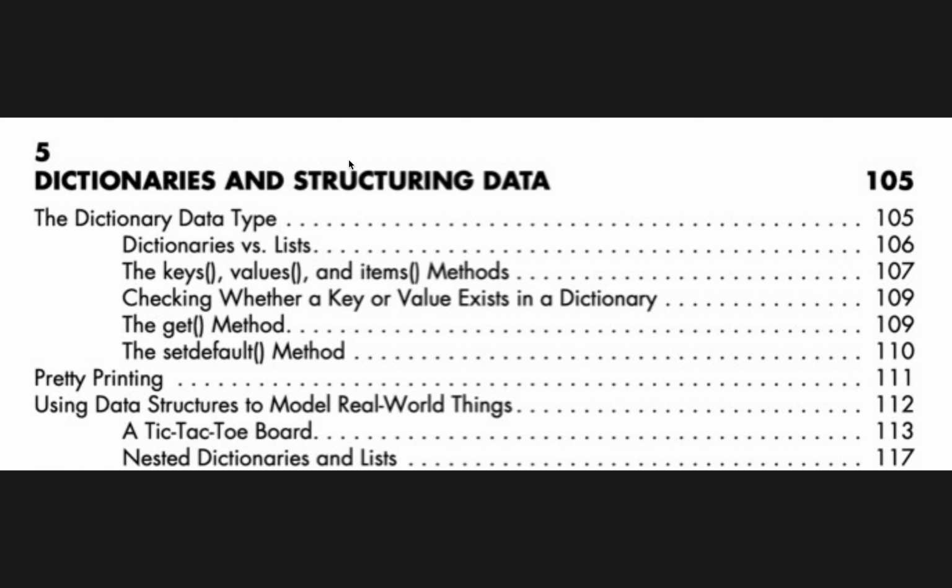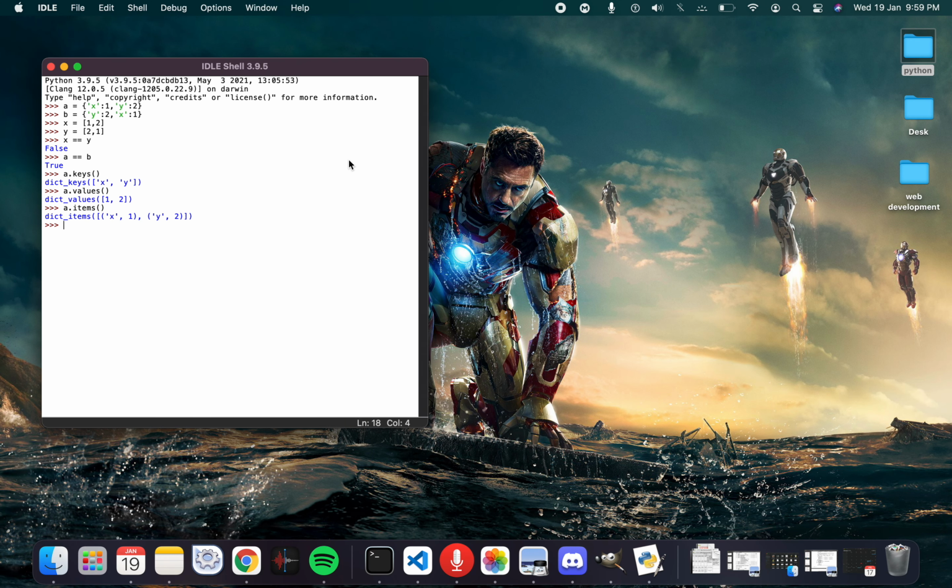Checking whether a key or value exists in a dictionary, right? Let me check for X. We have X in A, right? But X is a key, not a value. Let me check whether X is in A.values(). No, X is not there in A.values().